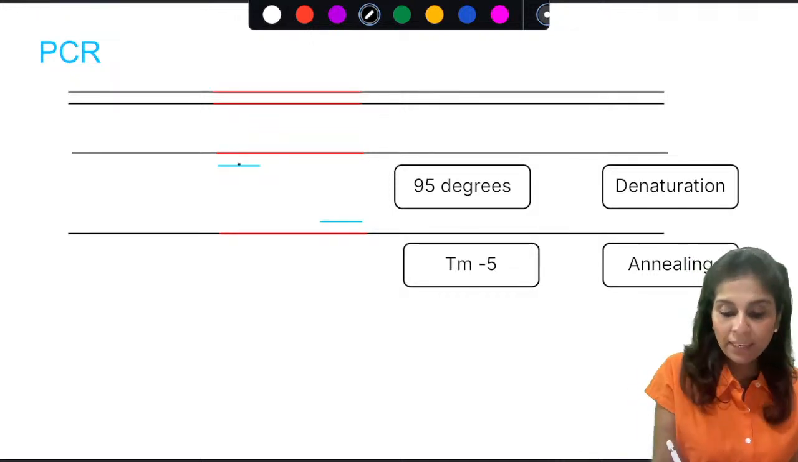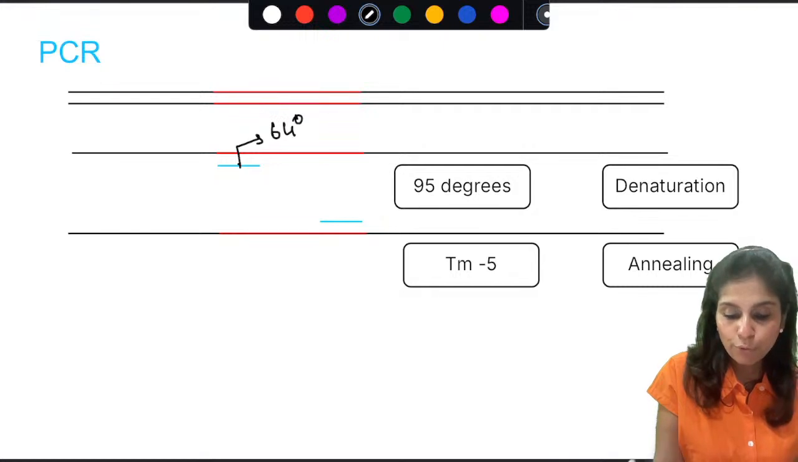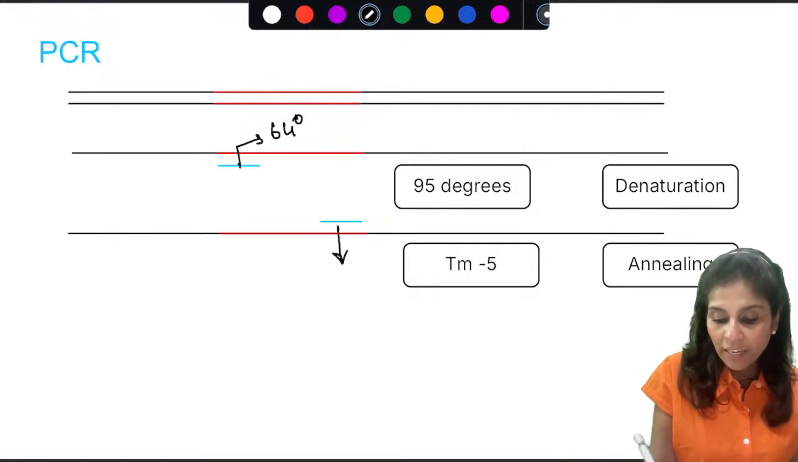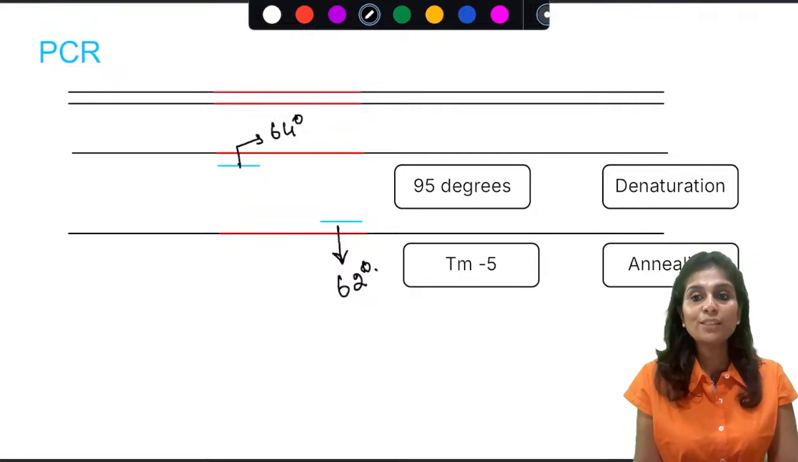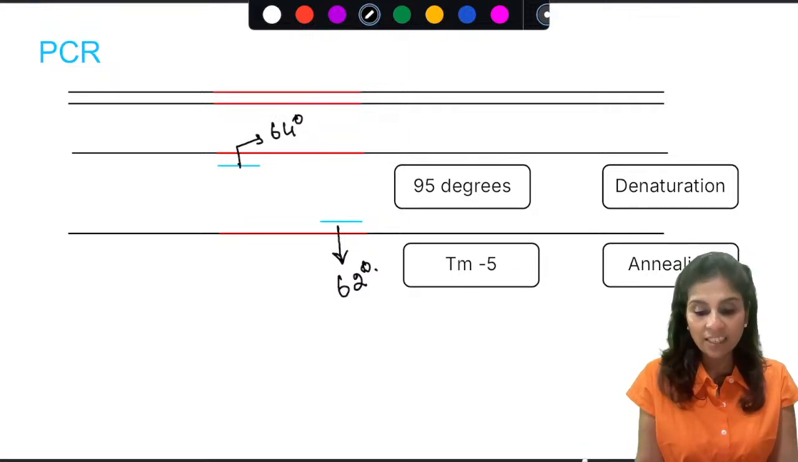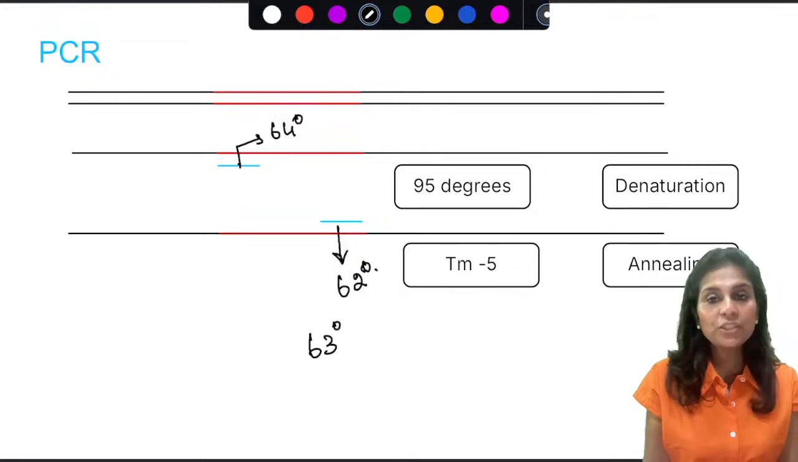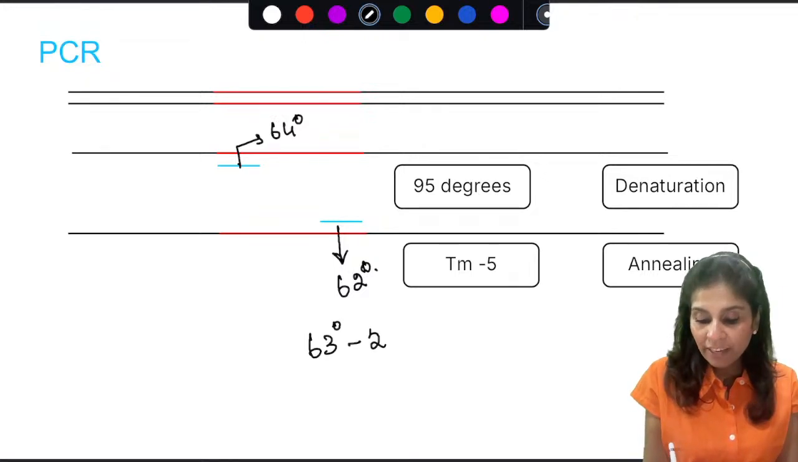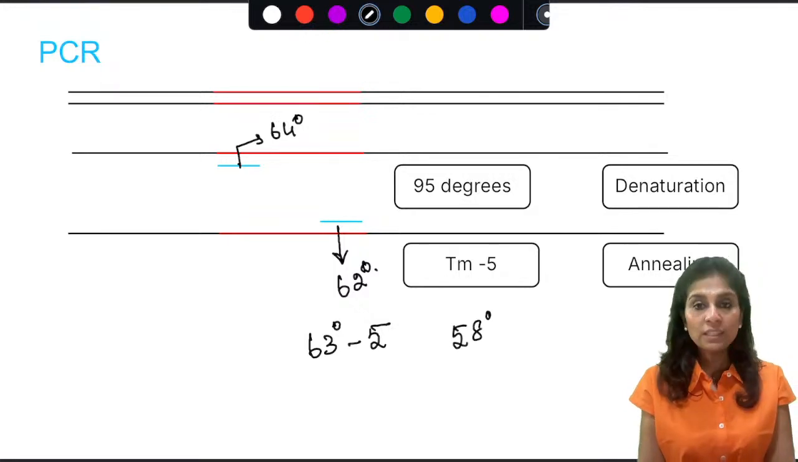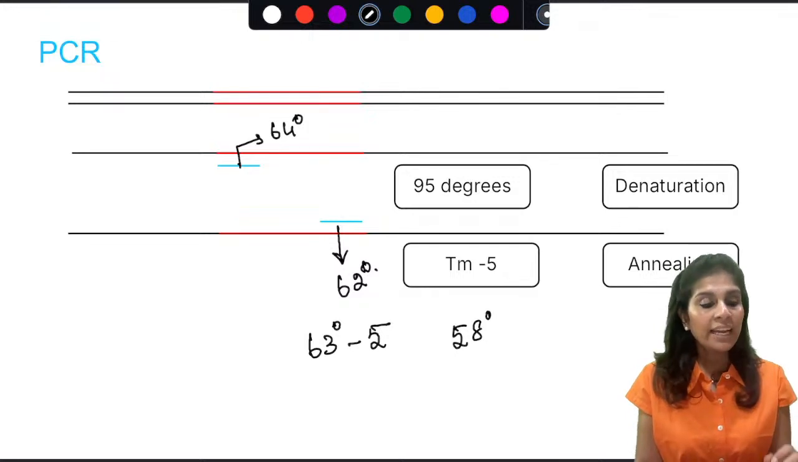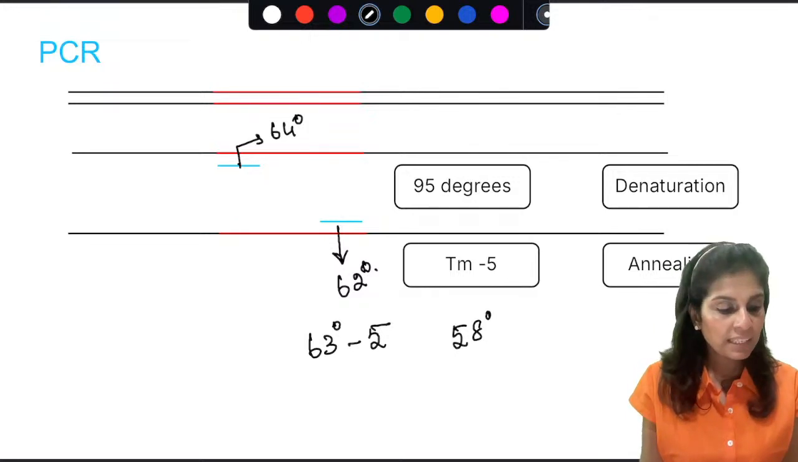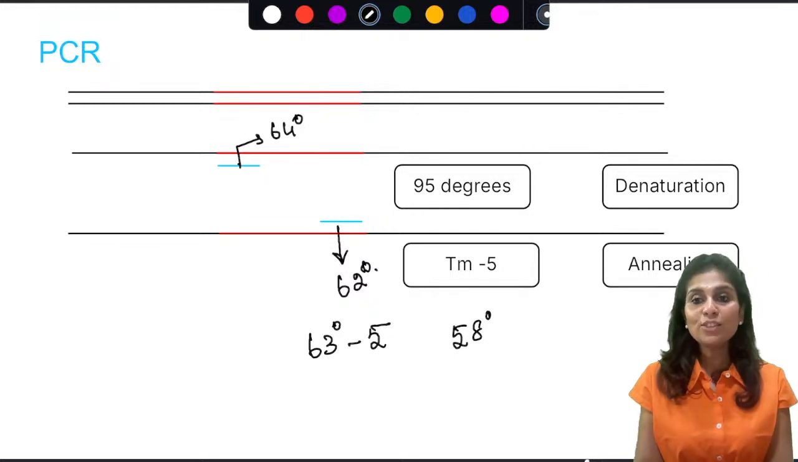For example, if the melting temperature of one primer is 64 degrees and the melting temperature of the other primer is 62 degrees, can you tell me what is the average between 64 and 62? It is 63 degrees. So the average melting temperature being 63 degrees, what is 5 degrees less than 63? It is 58. So for this example, the annealing temperature will be 58 degrees, but it is variable. It varies based on the melting temperature of the primer that is being used.